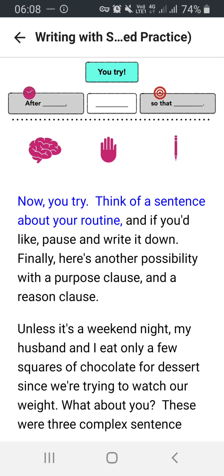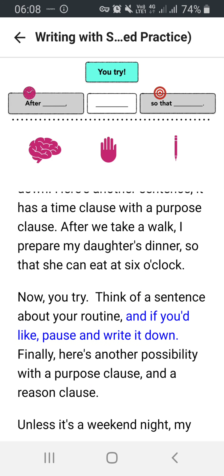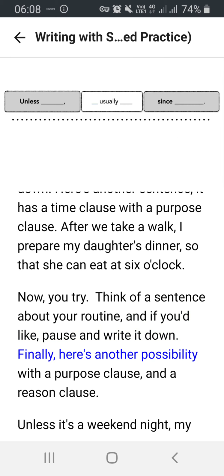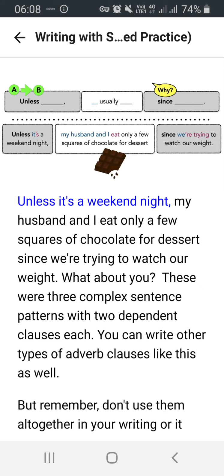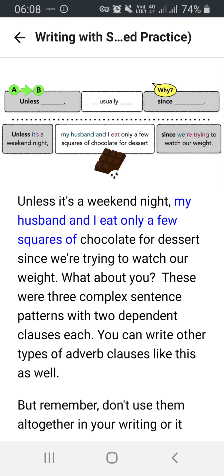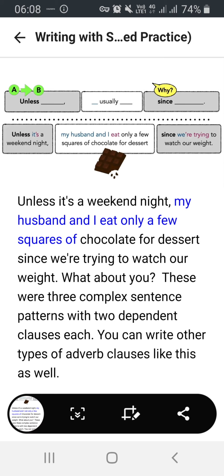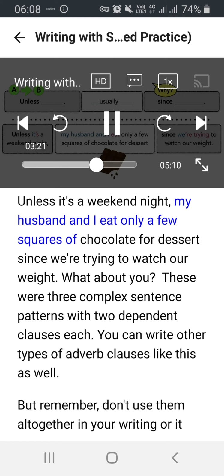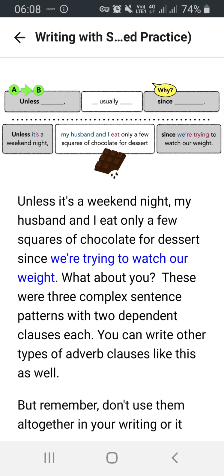Now you try. Think of a sentence about your routine, and if you'd like, pause and write it down. Finally, here's another possibility with a purpose clause and a reason clause. Unless it's a weekend night, my husband and I eat only a few squares of chocolate for dessert since we're trying to watch our weight.